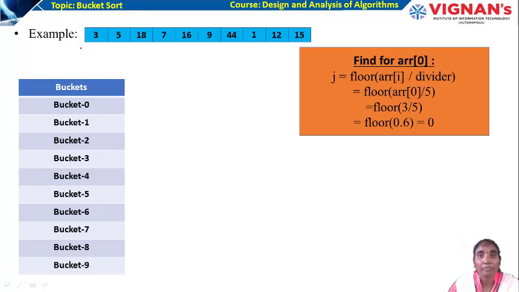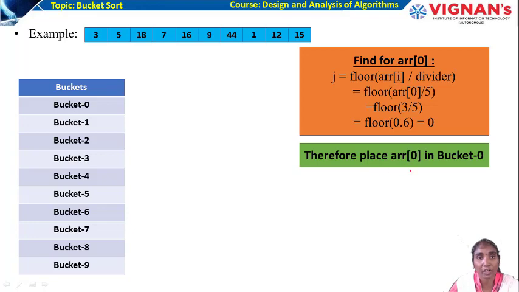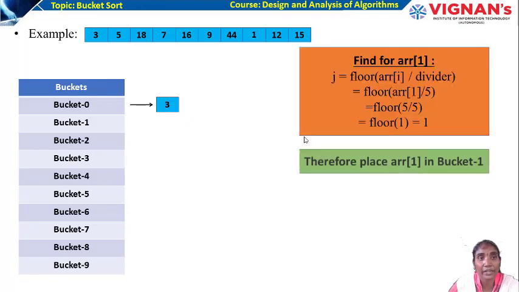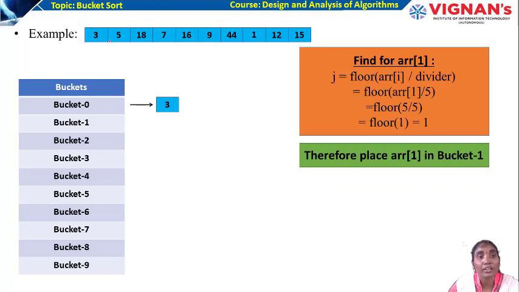Now, let's come to our example. Our example array consists of 3, 5, 18, 7, 16, 9, 44, 1, 12, 15. Out of this, array of 0 is 3. Now j is equal to floor of array of 0 by divider. Array of 0 value is 3, so floor of 3 by 5 is floor of 0.6, which is rounded to 0. Therefore, place array of 0 in bucket 0, because j is equal to 0. Now bucket 0 holds 3.